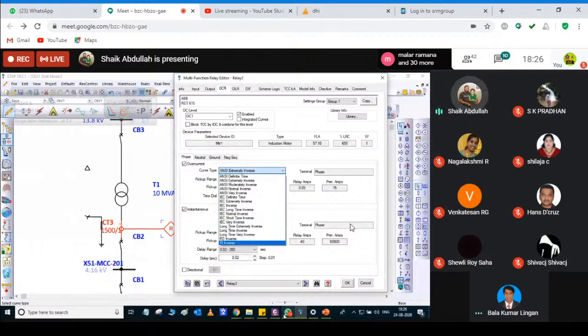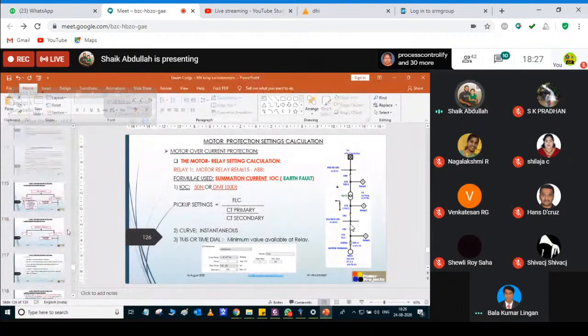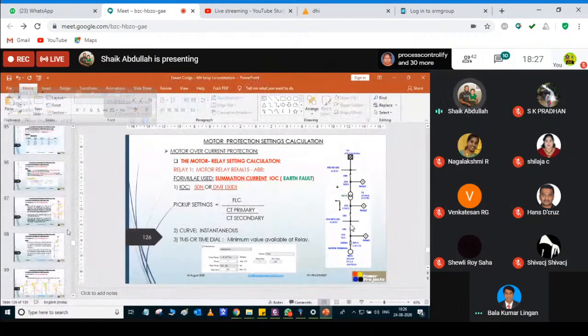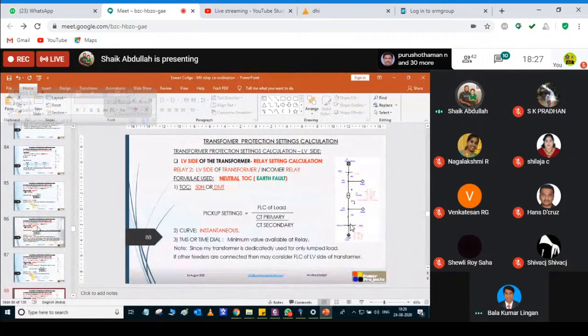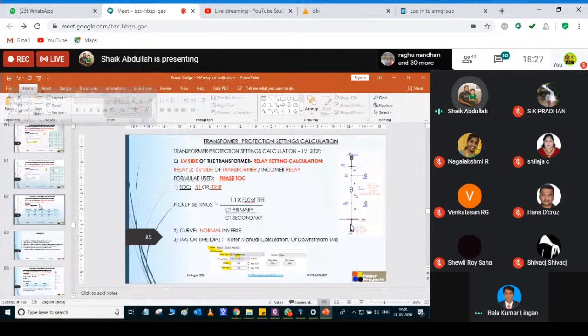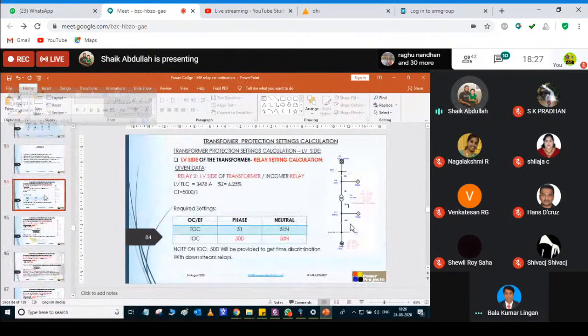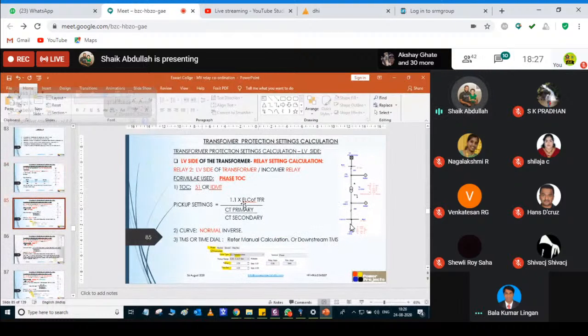So for the transformer secondary, you have to go to the slide and you can check the value there, because we have very limited time and we have very many topics. And this is the LV side. Okay, LV side for 51. The same philosophy that we saw in our motor: 1.1 times your full load current of the transformer, and you have to give the CT primary.